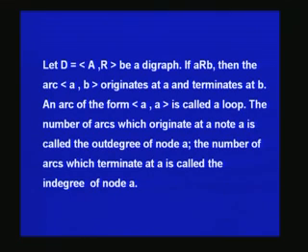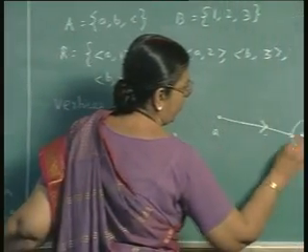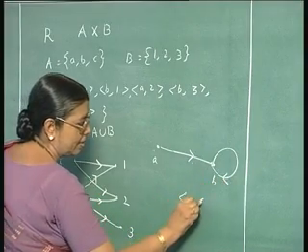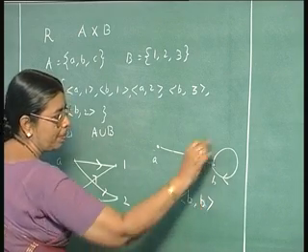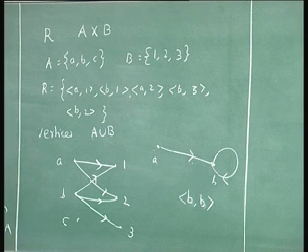Let D be a digraph. If a is related to b, then the arc (a, b) originates at a and terminates at b. An arc of the form (a, a) is called a loop. The number of arcs which originate at a node a is called the out degree of the node a. The number of arcs which terminate at a is called the in degree of the node a. This self loop is something like this. If there is something like this, it is called a self loop. Here it is (b, b), which will be represented by a loop like this.